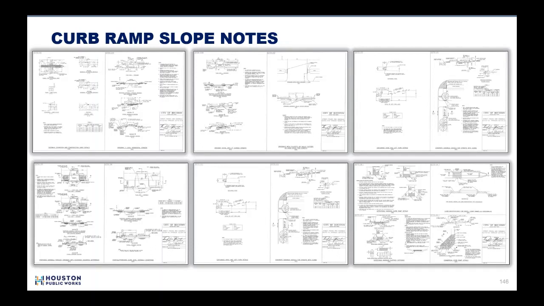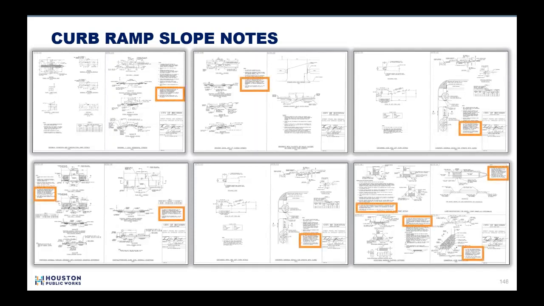Furthermore, both of these notes have been added to all standard pavement and sidewalk details to drive home that a curb ramp steeper than 1 to 15 will not be accepted by the City of Houston. Here are a few new detail sheets with the notes highlighted. There are more sheets with notes, but this slide has limited space.